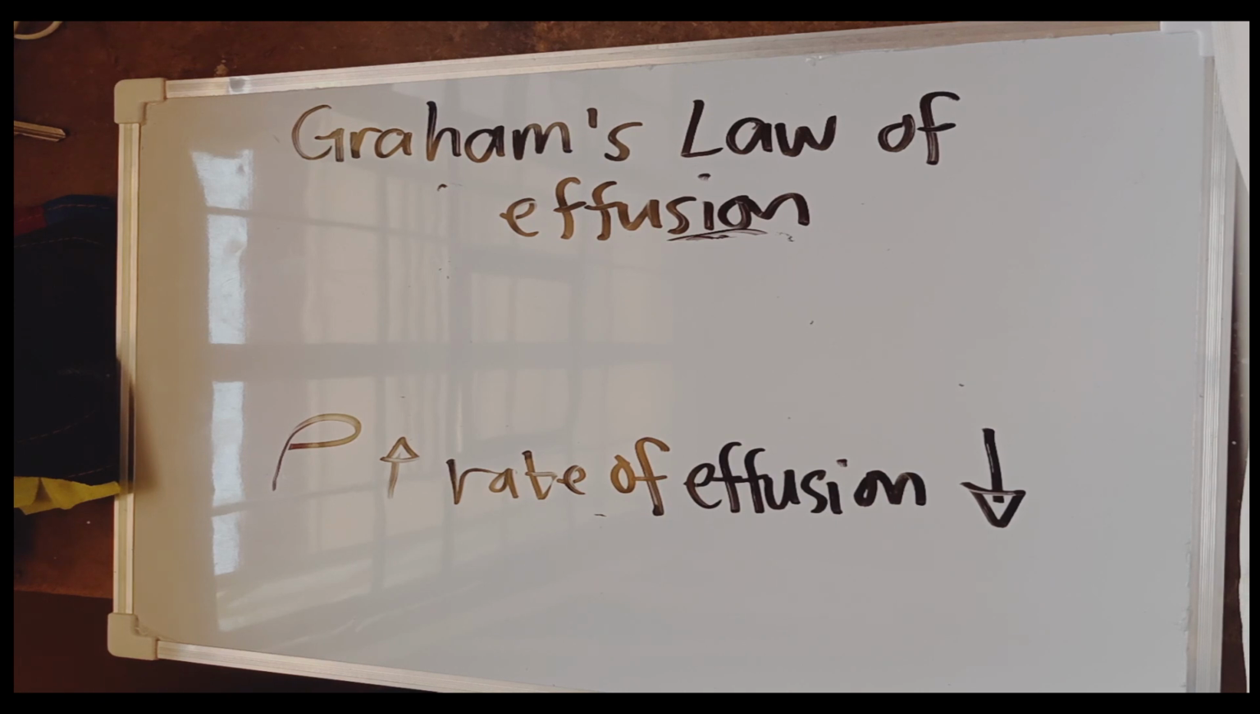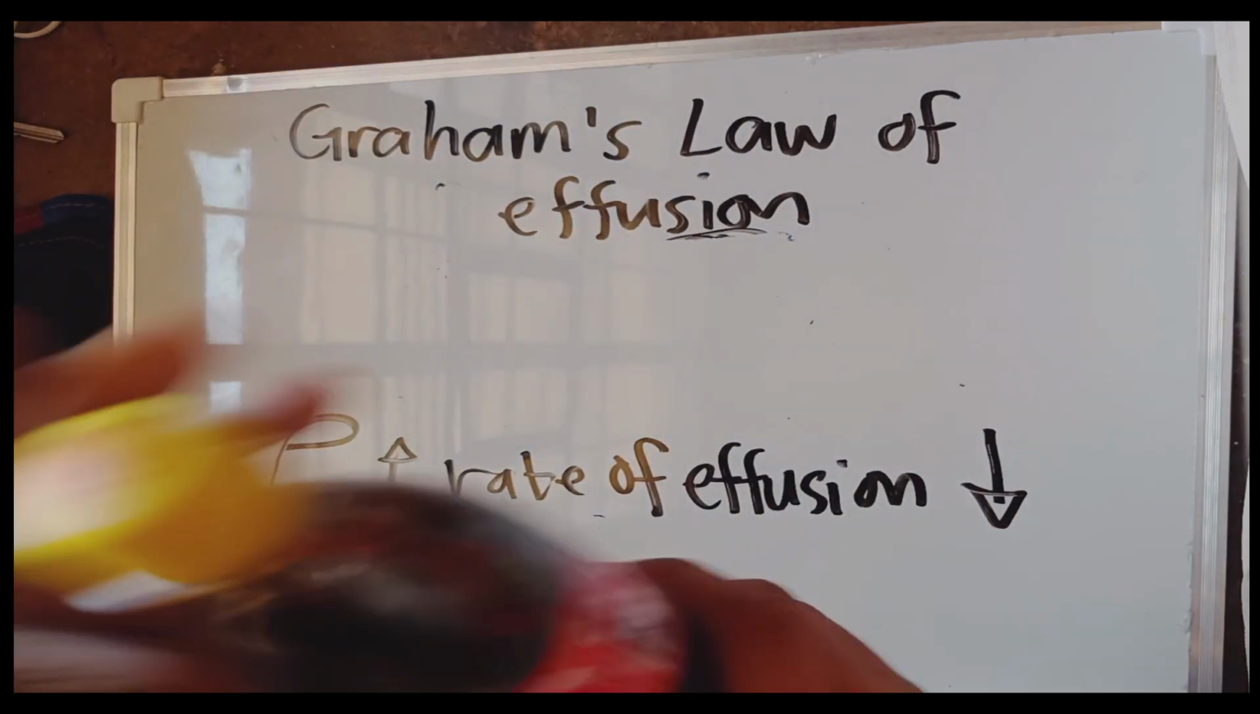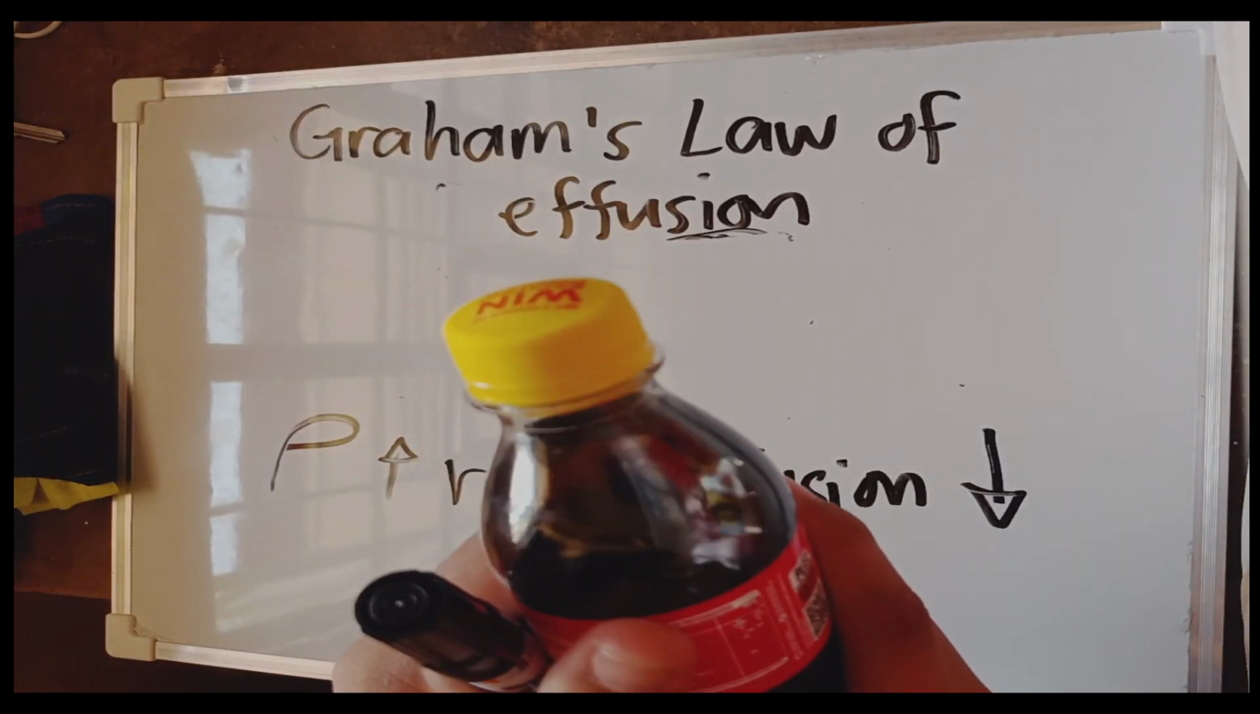Why? Because density involves volume, right? Density involves mass in grams and its volume. So when there is higher density, like for example, this certain Coke is dense, in other words, it is hard.